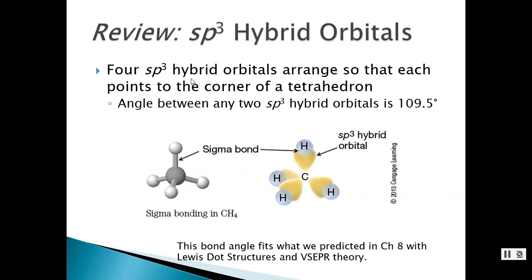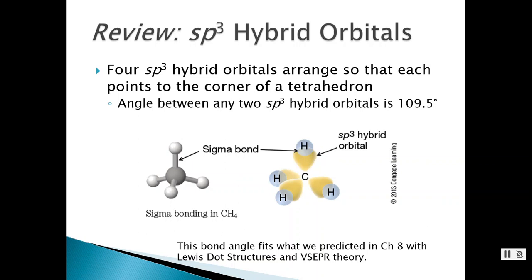Those hybrid orbitals, which each have 1 electron due to the hybridization process, that promotion of the 2s electron to a 2p orbital, produce 4 sp3 orbitals, shown by the gold-shaped leaf here. And those orbitals that now have 1 electron can overlap with an s atomic orbital from hydrogen to produce the covalent bond. So this sp3 hybrid orbital concept for methane and for other molecules fits with what is predicted with the Lewis dot structure and VSEPR theory.